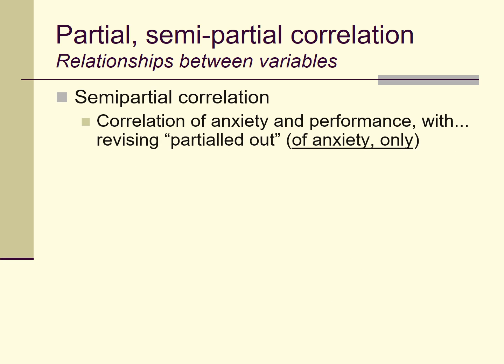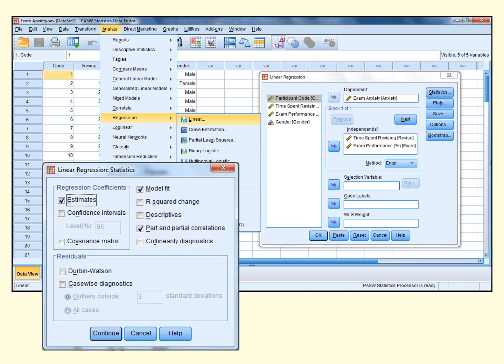So we might ask, what's the relationship between anxiety and performance with the effect of revising or studying partialed out of anxiety only? If we're interested in answering that question, we'd compute a semi-partial correlation. And in SPSS, how you do that is go to Analyze, Regression, because you have to use the regression module, Linear Regression. Our outcome variable is the variable anxiety, and our predictor variables, or independent variables, are going to be time spent studying and exam performance.